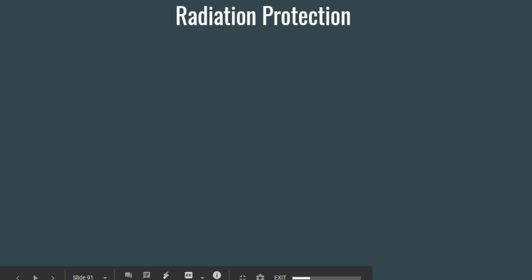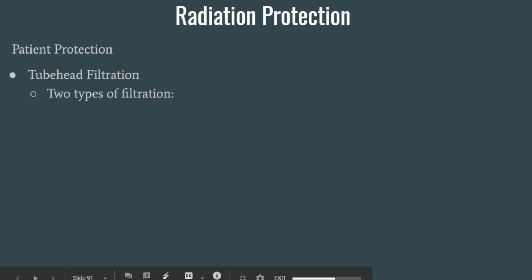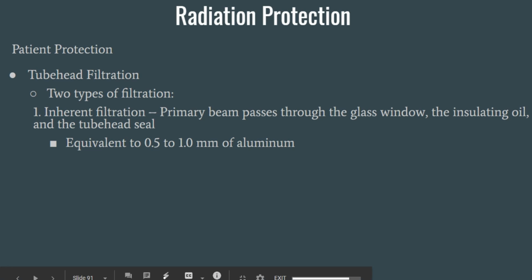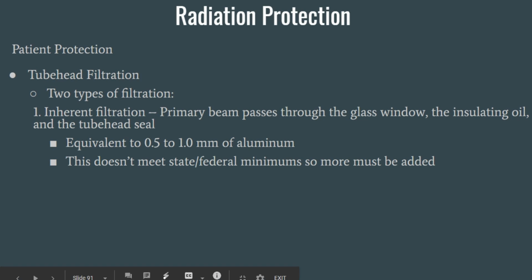Let's talk a little bit further about filtration. So within that tube head, there are two methods or two types of filtration. The first is called inherent filtration, and this is when that primary beam of radiation is going to pass through the glass window, through the insulating oil, and through the tube head seal. This type of filtration is placed by the manufacturer, and it is going to be equivalent to 0.5 to 1 millimeters of aluminum. However, this does not meet the state and federal minimums, so we must have more filtration.